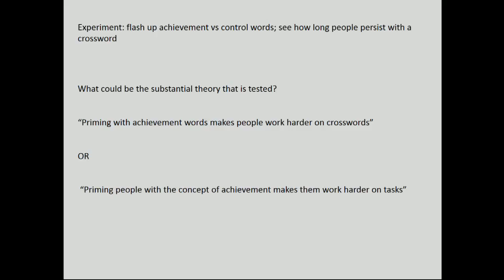Let's say you get the result that was wanted here, that flashing up the achievement versus the control words did make people persist more on the crosswords. What theory would you be prone to claim at the end of this had been supported by the data? Would you have a preference for either of these, or you wouldn't mind? Just tell the person next to you what you think.